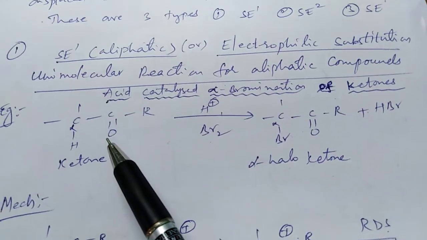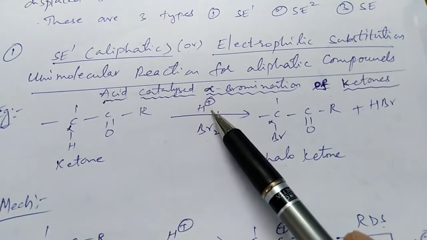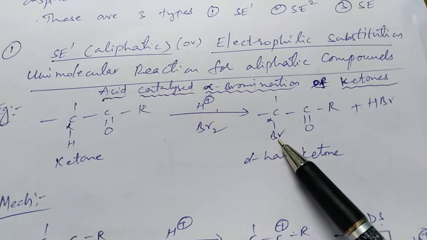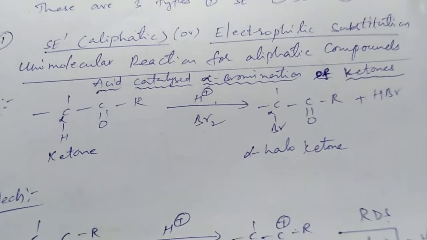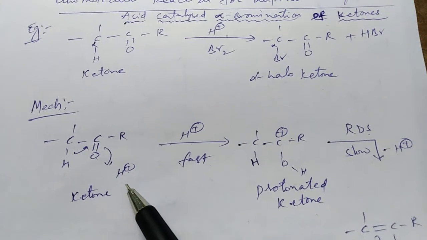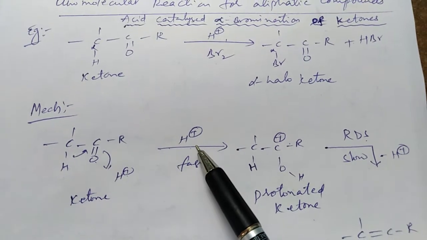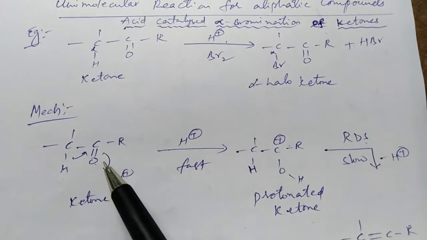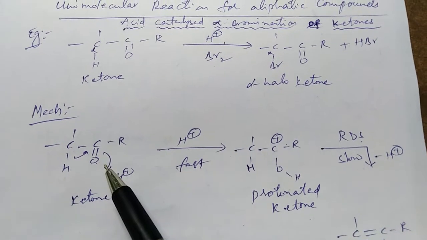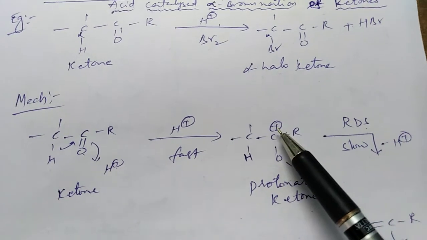Reaction is ketone reacts with bromine molecule in presence of acid. It gives alpha haloketone or alpha bromo ketone along with hydrogen bromide. Mechanism is ketone having C double bond O. The H plus is attacking on the keto oxygen, converting to protonated ketone. It means carbon has positive charge.